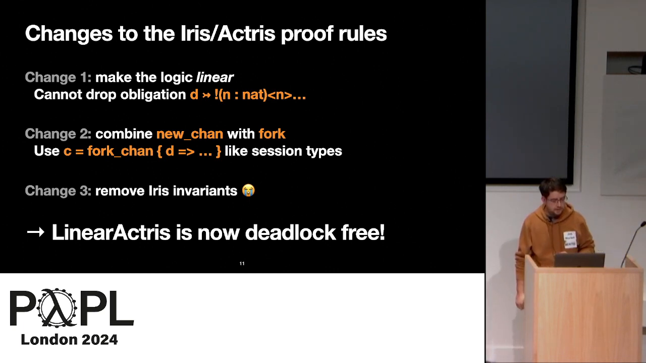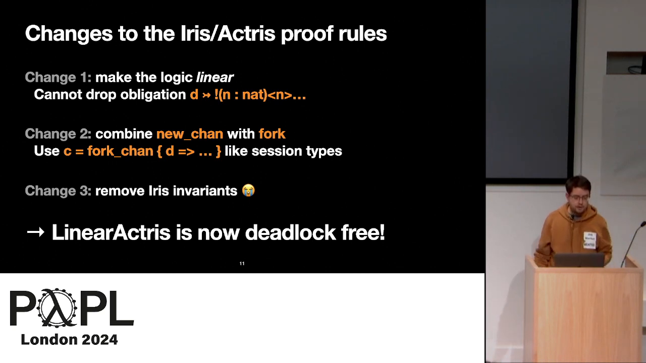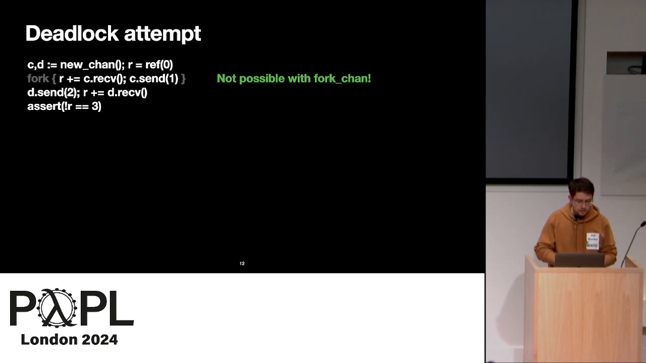The second change is that we need to combine new channel with fork. So it's important here that the two channel endpoints end up in different threads. And that's why we combine the creation of channels, the creation of threads, with a channel used to communicate with that thread. And the third change, which we are very sad about, is that we need to remove Iris invariants. So this is very unfortunate, future work. But the thing is, if you do this, then the existing Actris proof rules, a little bit changed, already guarantee deadlock freedom. So let's look at that.